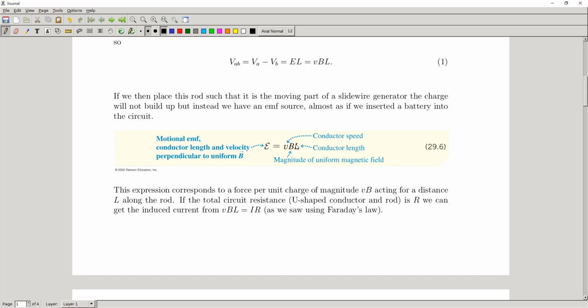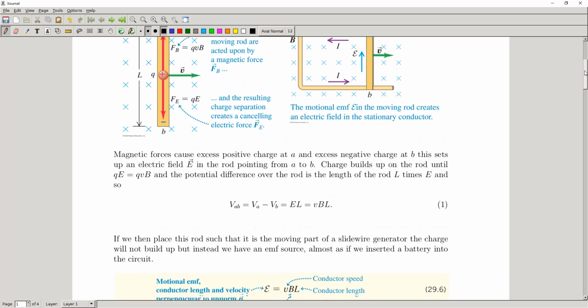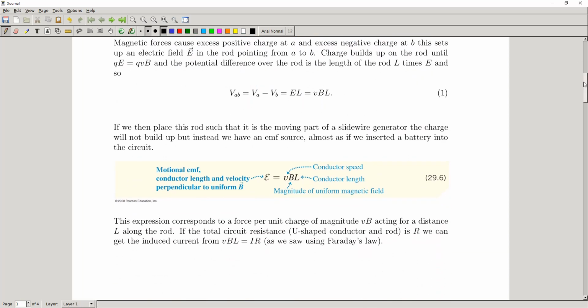Okay. If the total resistance of the circuit is R, right? Like if the resistance of the full circuit, the rod plus the U-shaped part of the circuit, is R, then we can get our current from this expression here, right? We know that VBL is actually equal to VAB, but we know that VAB is actually equal to IR. We could isolate R and solve for our current. This is the same result that we found using Faraday's law a couple of sections back.